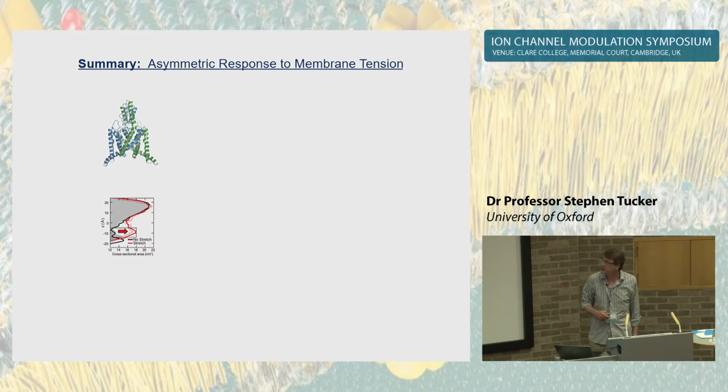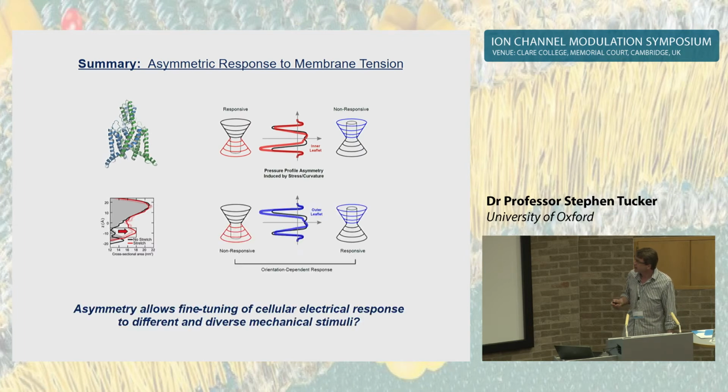So just to summarize here, the channel undergoes an asymmetric change in its structure and expansion in the lower area in response to membrane stretch. And we think that this asymmetry is going to be important for allowing different types of mechanosensitive channels to fine-tune cellular responses to different and diverse mechanical stimuli. And that some of the principles we've uncovered here may apply to other types of ion channels.